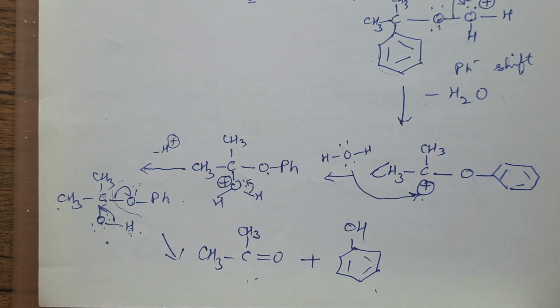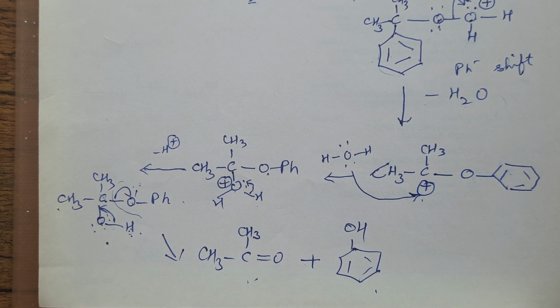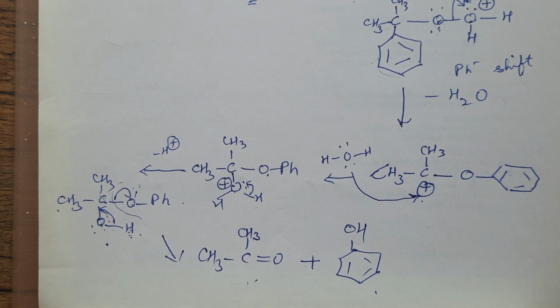Is it clear, children? So in today's session, we have discussed three main preparations of phenol. One from haloarenes, second from benzene sulfonic acid, and the third one we have discussed is from cumene. Okay, I hope you have followed.